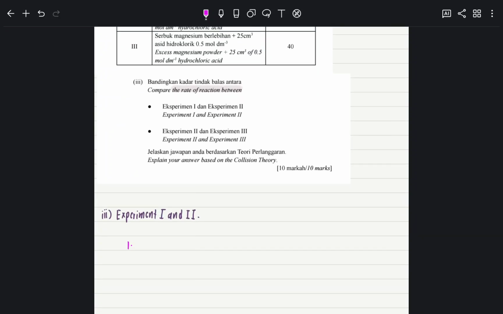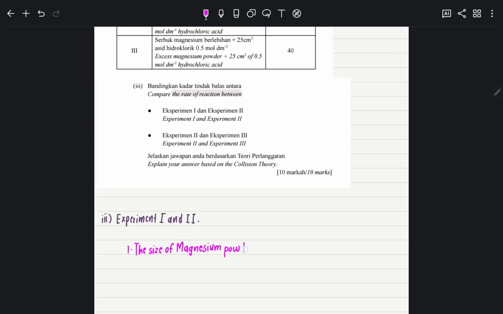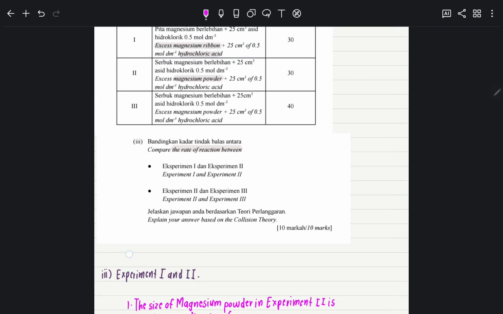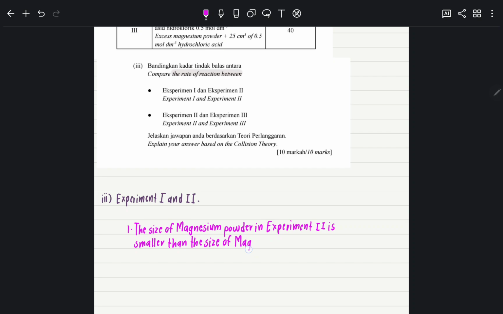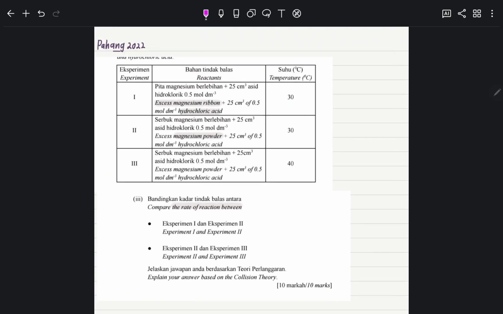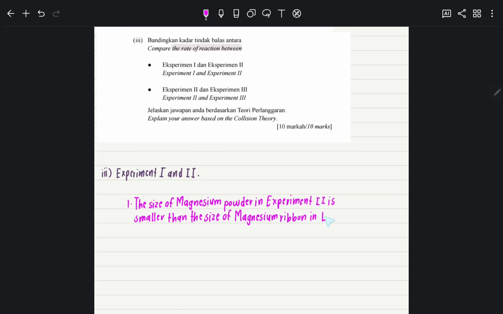Okay, like me, I choose magnesium powder, so I would say the size of magnesium powder in experiment 2, they sometimes use set, okay, in experiment 2 is smaller than the size of magnesium ribbon in set 2. Okay, so this is the first sentence.